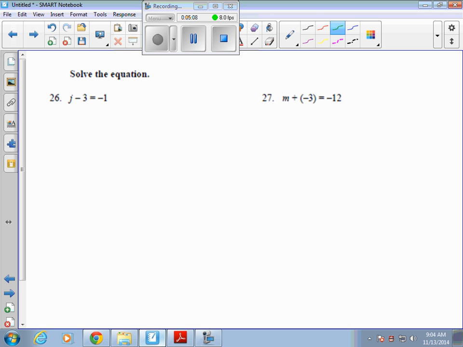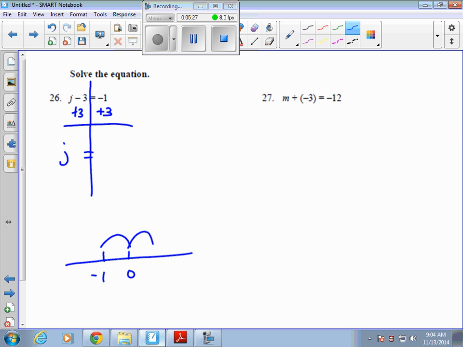Number 26, we still solve them for these equations. They're just simpler one-step equations. J minus 3 equals negative 1. Undo minus 3 by adding it. If you do it to the left side, do it to the right side. J is equal to negative 1 plus 3. If you have to, think of it this way, please. You start at negative 1, and it says plus 3. You're going to go 1, 2, 3. That's going to be J's value is 2.